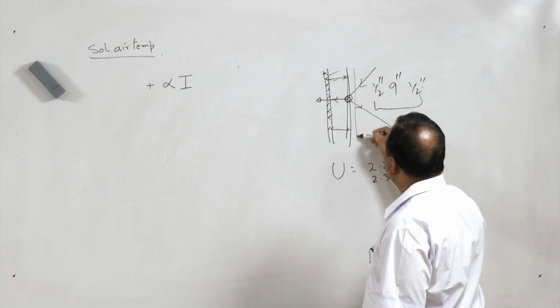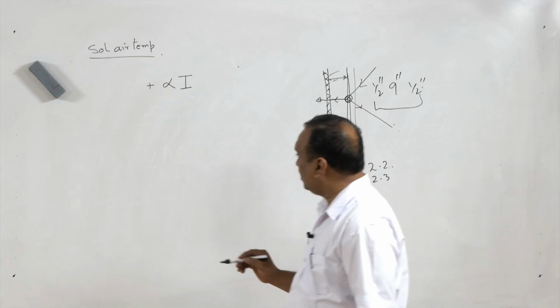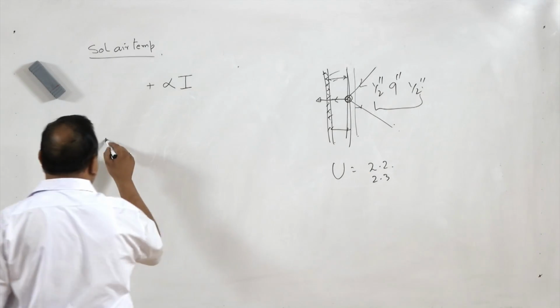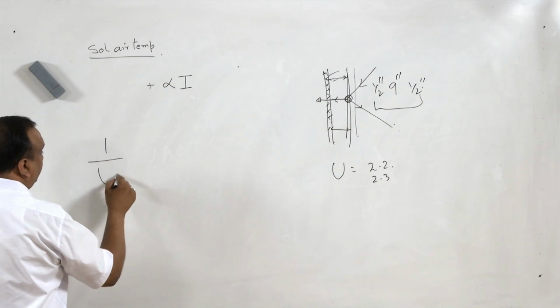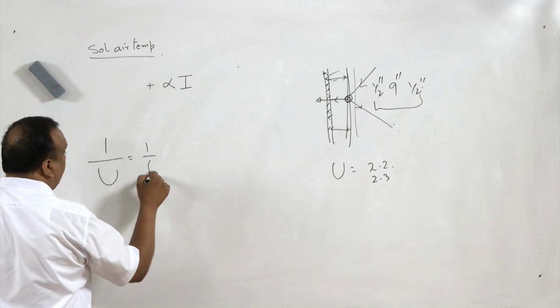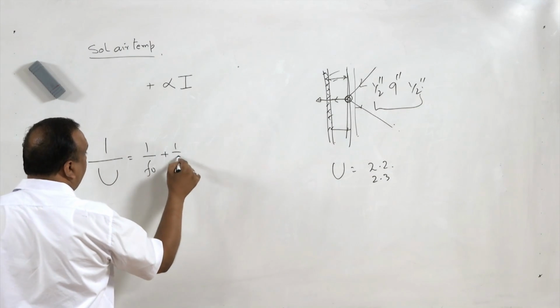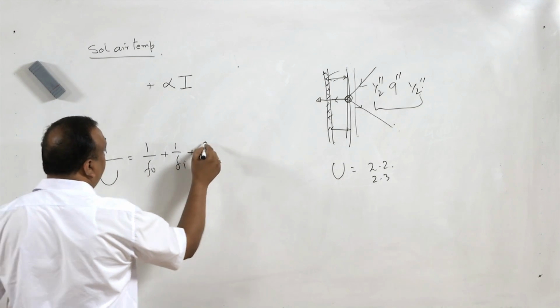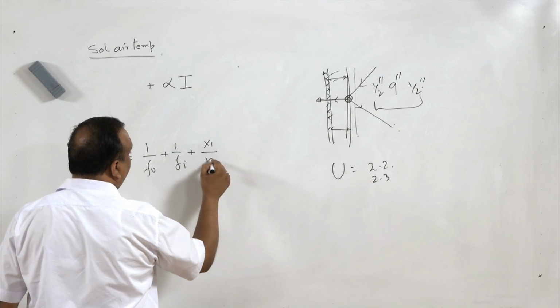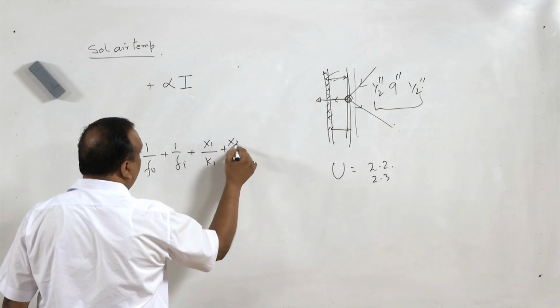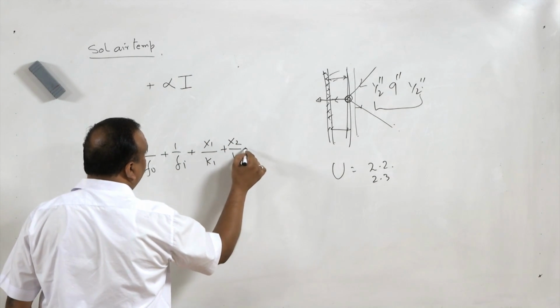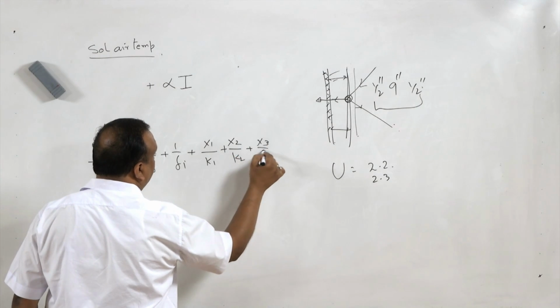Outside film coefficient. Now, when we calculate the overall U factor or overall heat transfer coefficient, U is equal to 1 by Fo plus 1 by Fi plus x1 by k1 plus x2 by k2 plus x3 by k3 and so on.